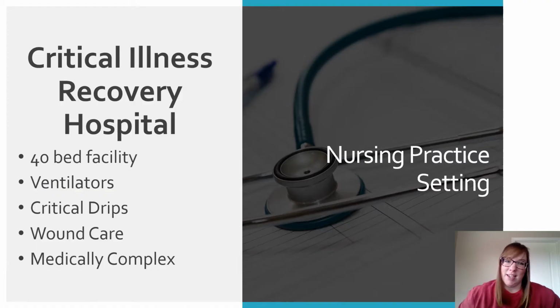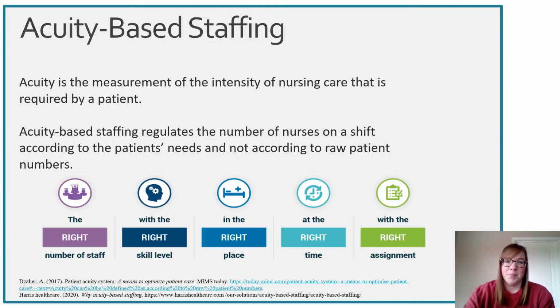My current nursing practice setting is in a critical illness recovery hospital. It is a 40-bed hospital where we take care of patients with trachs, on ventilators, critical drips, patients with wound care, or medically complex patients. At our hospital, we use acuity-based staffing. Acuity-based staffing regulates the number of nurses on a shift according to the patient's needs and not according to the raw patient numbers. So not certain ratios like one nurse for 3 patients. So acuity is a measurement of the intensity of nursing care that is required by a patient.